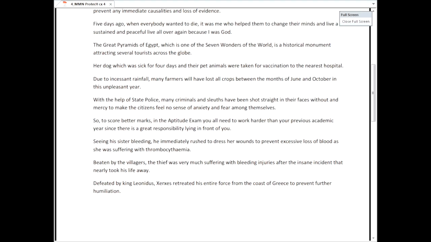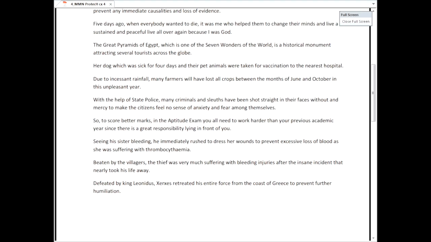Next one. Okay, before the next one, I want you to close your eyes and tell me without seeing. Beaten by the villagers, the thief was very much suffering with bleeding... after the incident that nearly took his life away. Okay. What kind of incident?